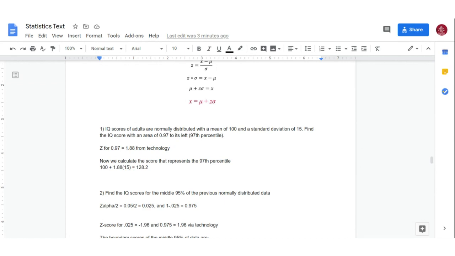There's the value that separates the top 3% from the bottom 97%. You score above that. In other words, IQ scores are probably going to be whole numbers. So if you went to 129 on your IQ score, then you would be in the top 3%.